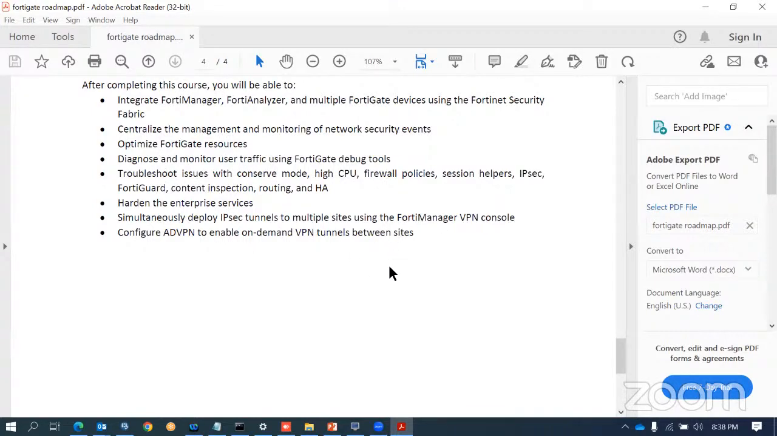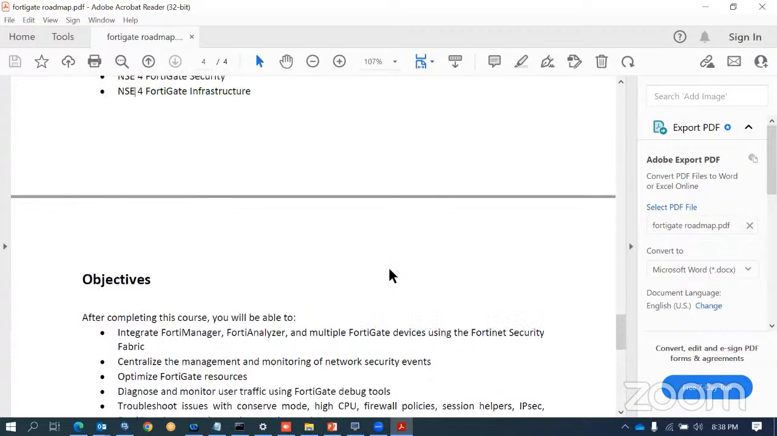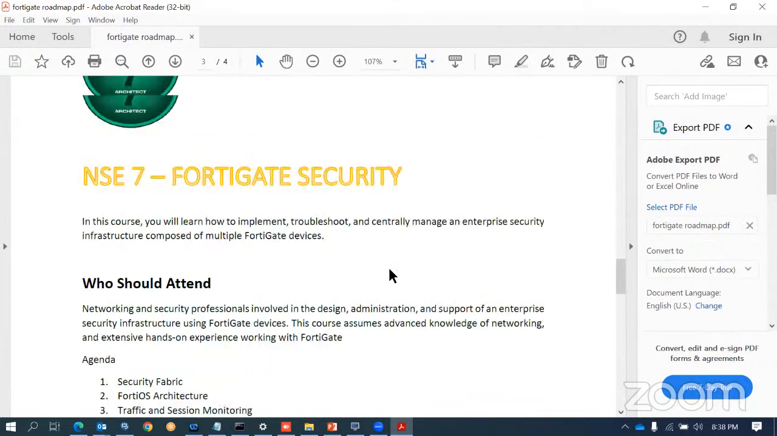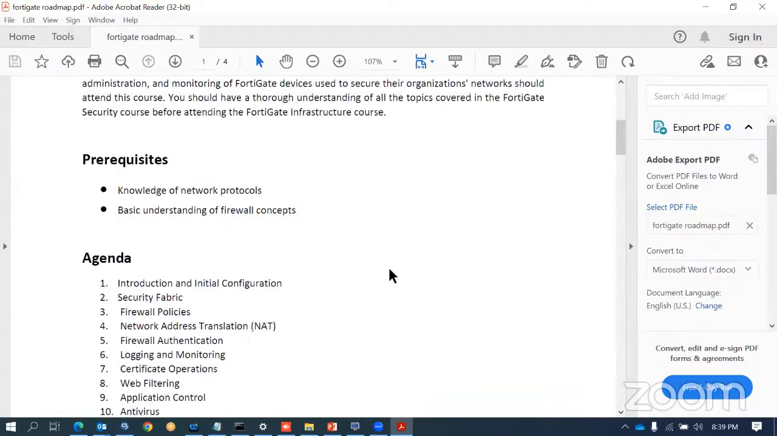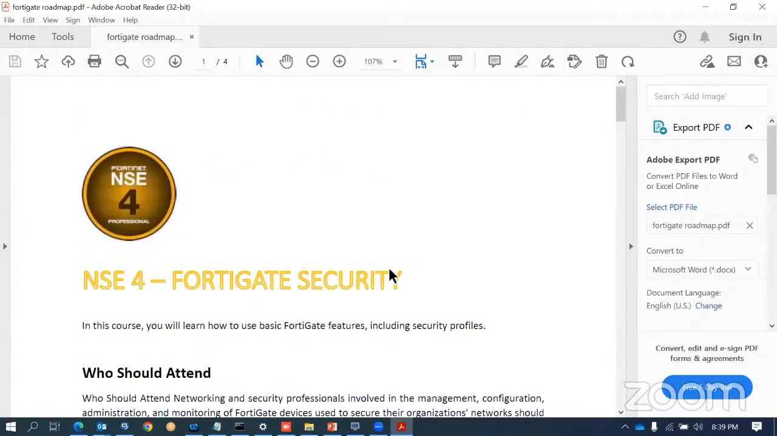You'll be able to do IPsec, high CPU problems, HA related problems, authentication. You'll understand authentication in a bit of detail. Apart from that, you'll also understand how your UTMs work. Number one, why you need UTM. So any one of my friends here, if they want to tell me what is UTM and what is the purpose of UTM, please tell me.